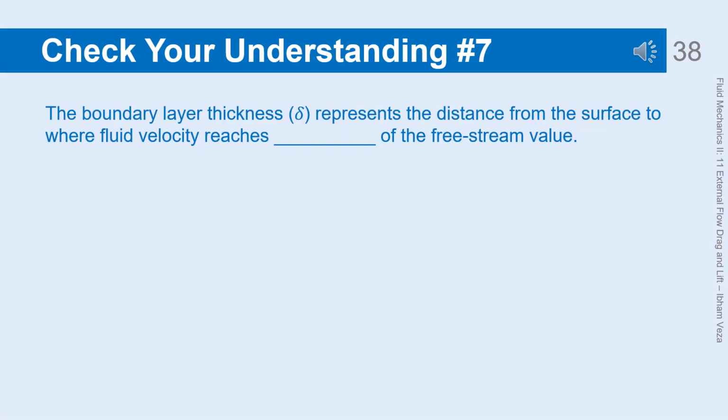Check your understanding. Number 7. This question reinforces the definition of boundary layer thickness as the location where the velocity reaches 99% of the free stream value. This number is a practical engineering convention that is widely used. With this definition, the boundary layer can be analyzed consistently in many cases. This understanding is important for friction and heat transfer calculations. This simple concept has major implications in engineering.